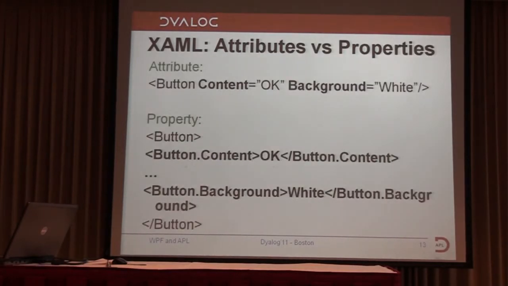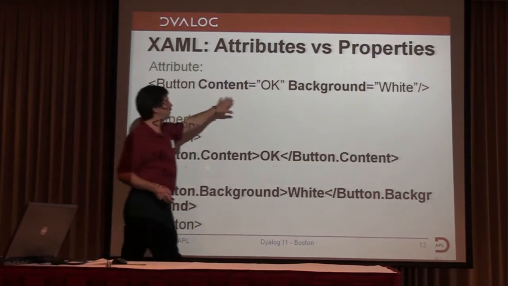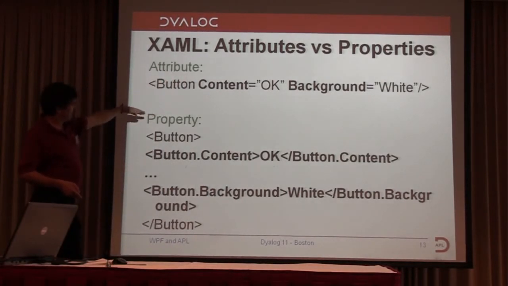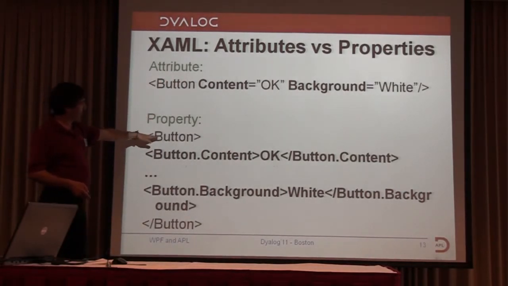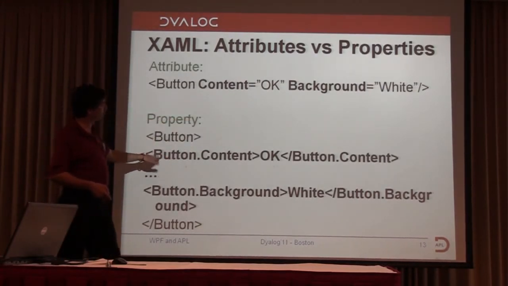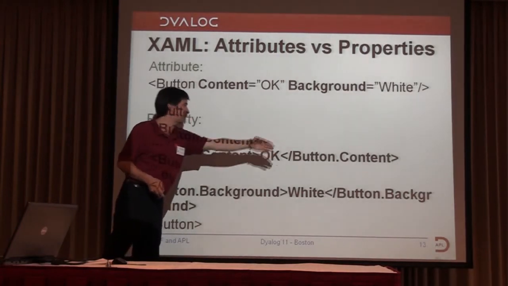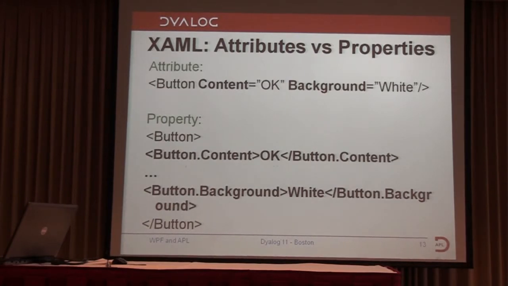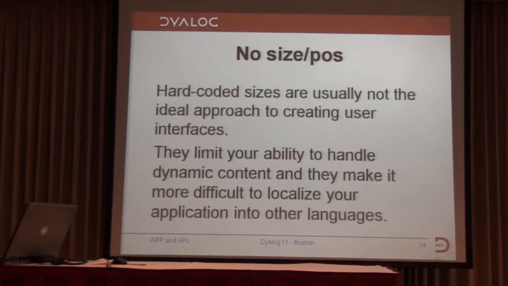XAML has what we call attributes and properties, and this is the way those are described. So you'll see the text version. Here's a button whose content is OK, but the background is white, and those are called attributes. A property would be seen in this way. You have the button, and instead of having an attribute, it would be described as a property. So you have button content, it is OK, button content, and so on. You'll see these two formats in the example. Now, one of the things that WPF is trying not to do is to specify the size and the position of your objects.